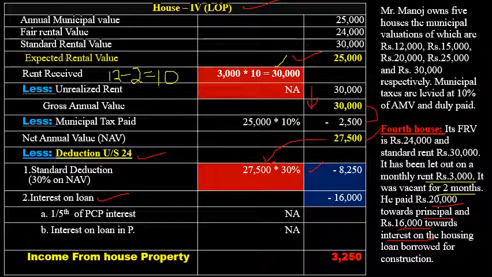It has been clearly specified under section 24. Only interest on loan is liable for deduction. So that is 16,000, not the principal amount. So net annual value less standard deduction, then less interest on loan, the balance amount is 3,250. That is the income of the fourth house.